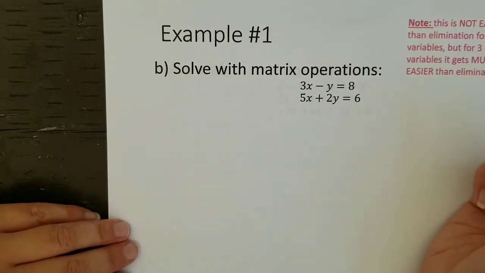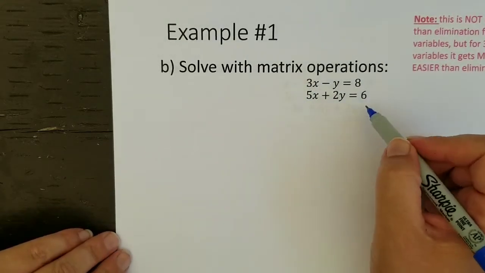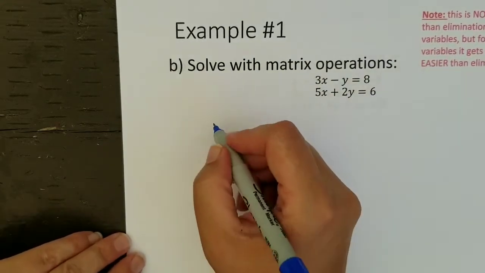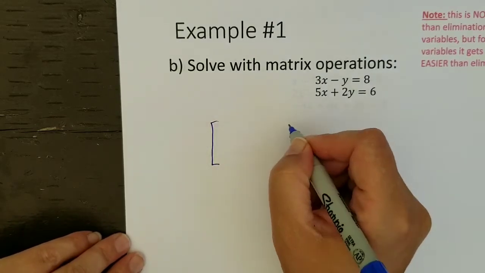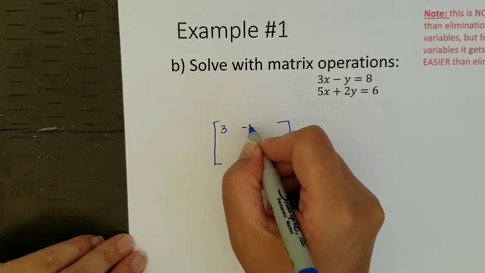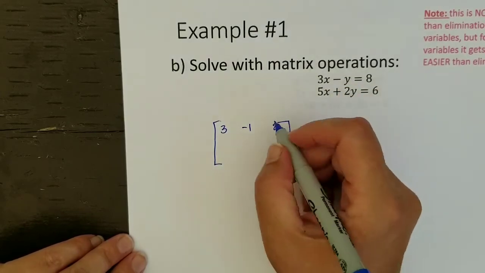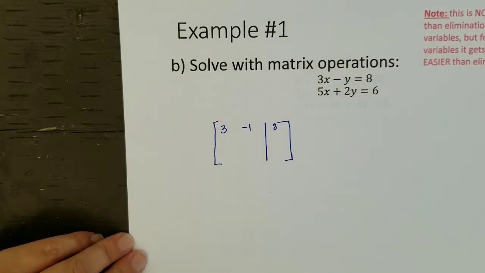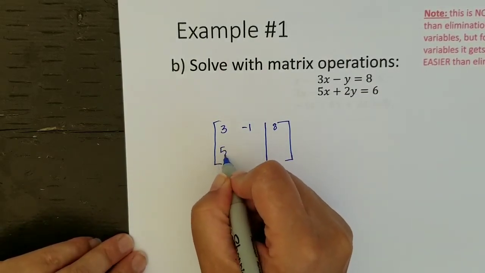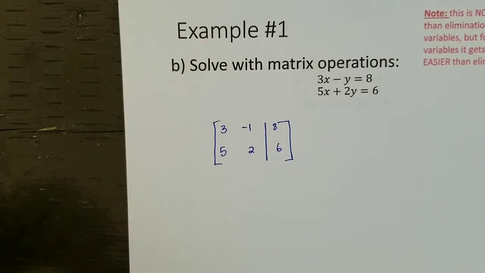So when we want to solve this with matrix operations, what I'm going to do is write each row into a matrix. So I'm going to create a matrix like that, and in my first row, we're only writing coefficients. So it's 3x minus 1y equals 8, and I'm going to draw a vertical line there to represent where the equal signs would be. And then my second row is 5x plus 2y equals 6.